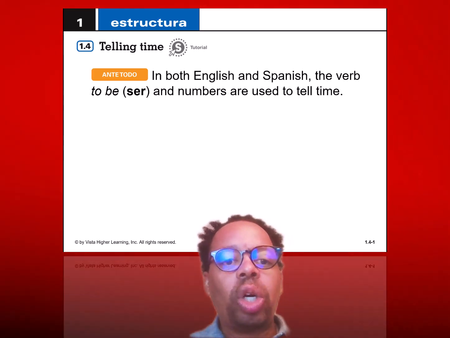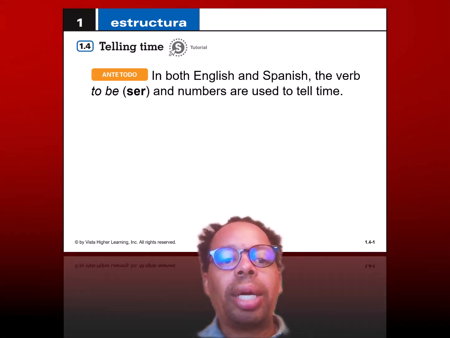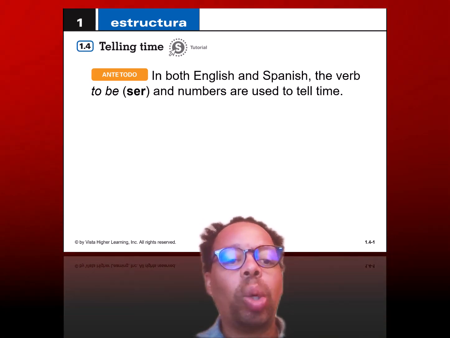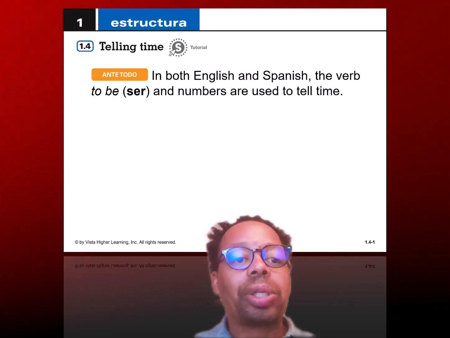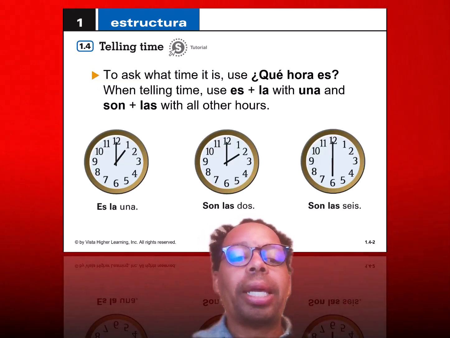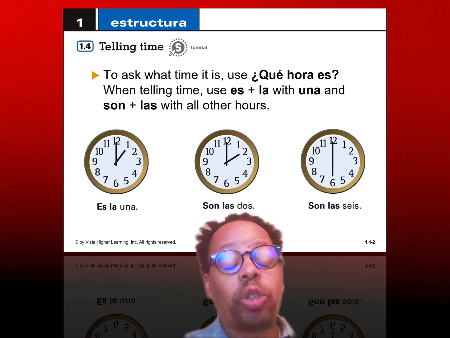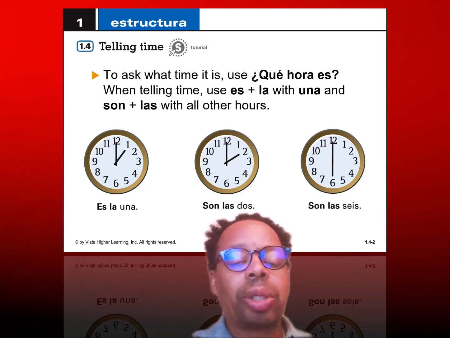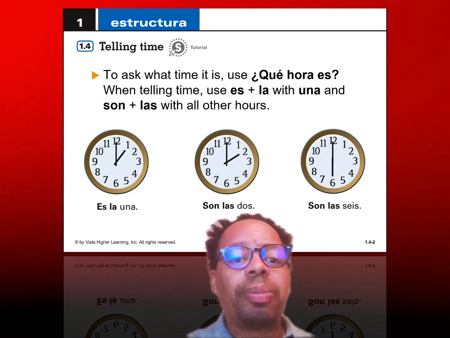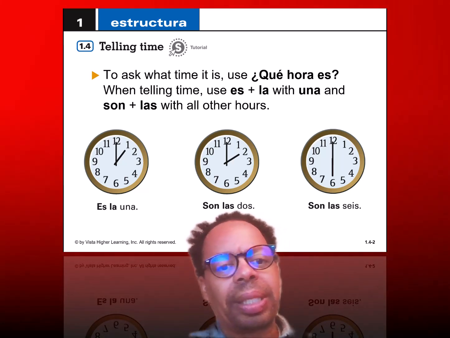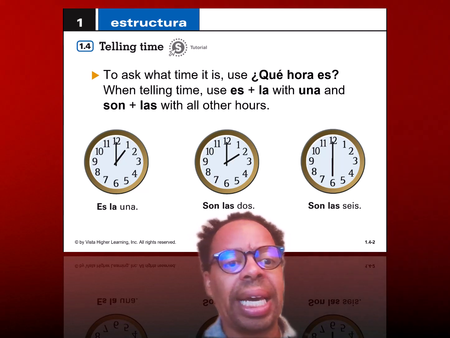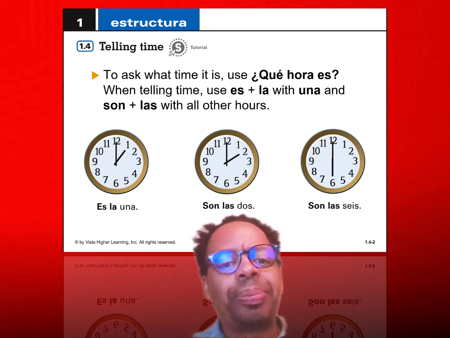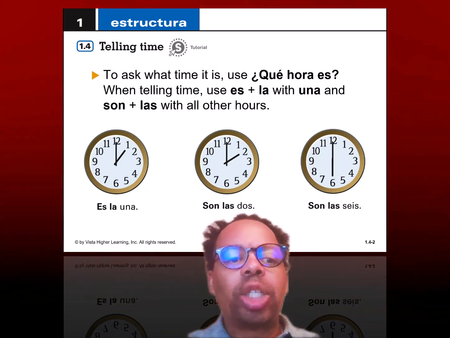Pero en Español, the question you may see in some of your VHL Central assignments would be ¿Qué hora es? You probably also saw this in the first video with Cedric the Entertainer. ¿Qué hora es? No, that was a question throughout that video. People trying to find out what time is it, but they gave you a little spin off on that. No. Bueno, so when telling time, use es la with una because it's singular, and son las, no?